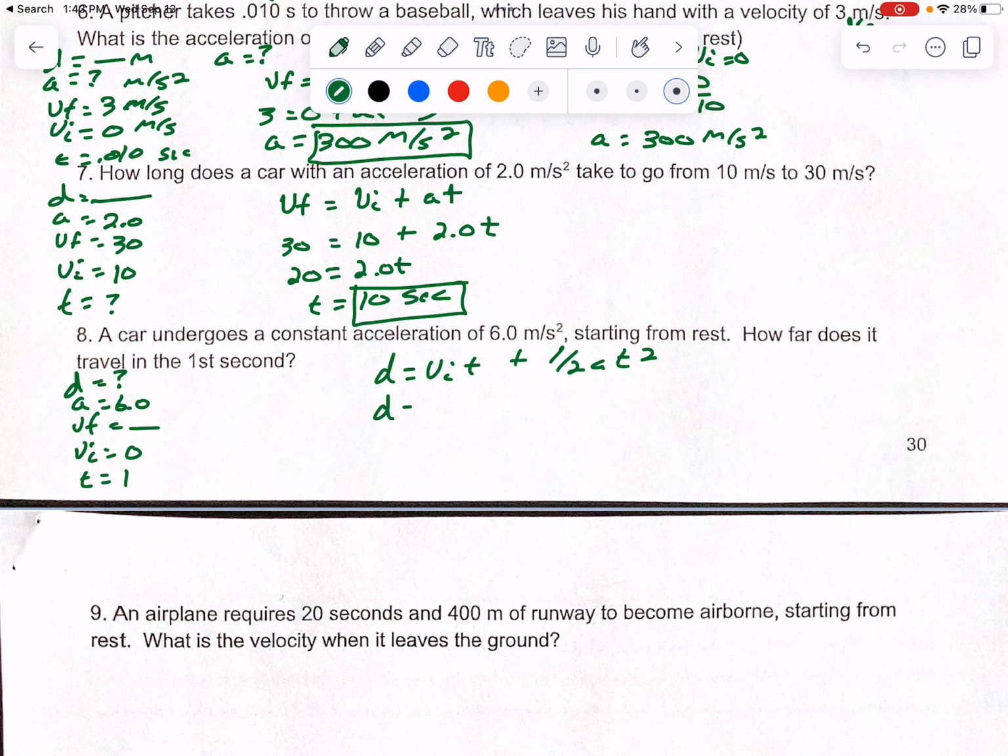So D, I don't know, leave it as D. VI is 0, so we can go ahead and get rid of that whole VIT. That'll save us some time. Equals 1/2, A is 6, and then time is 1, and that's squared. So all you gotta do is just solve that out, and you're gonna get a distance of 3 meters.